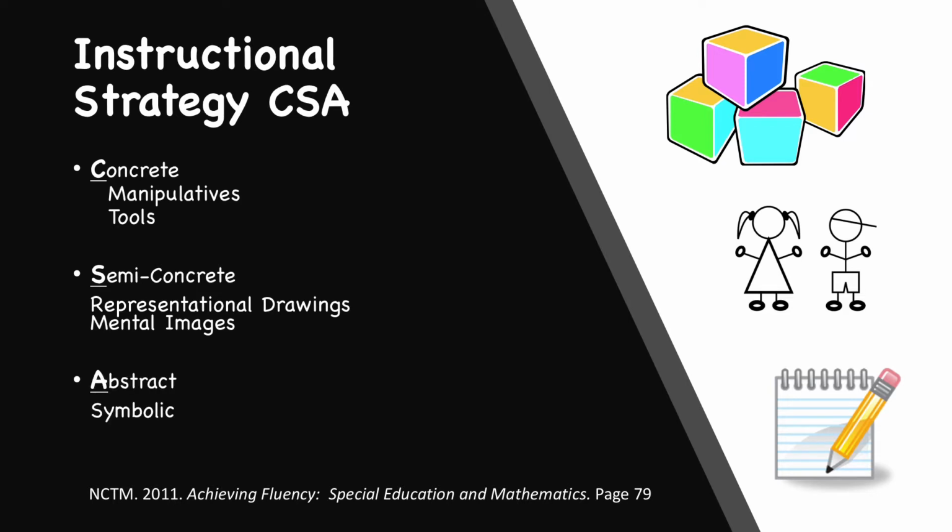The final stage is the abstract. At this stage, the student demonstrates his thinking with symbols. Split the Pot is an activity designed around the CSA model. We will begin by discussing the steps to the activity, to be followed by a demonstration of what the activity actually looks like.